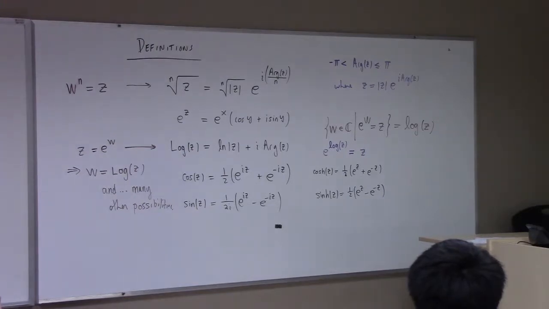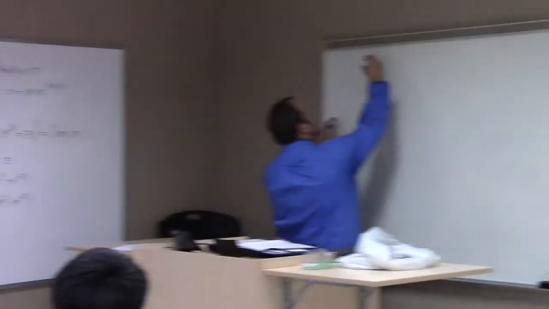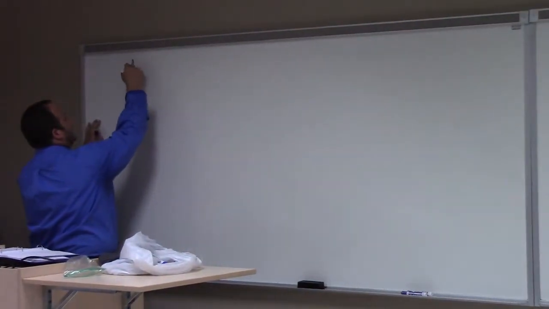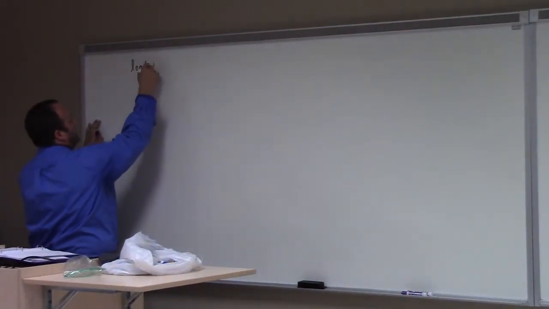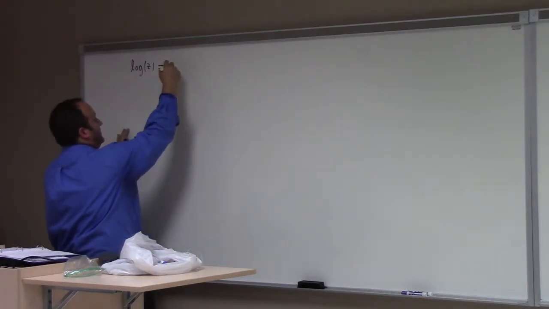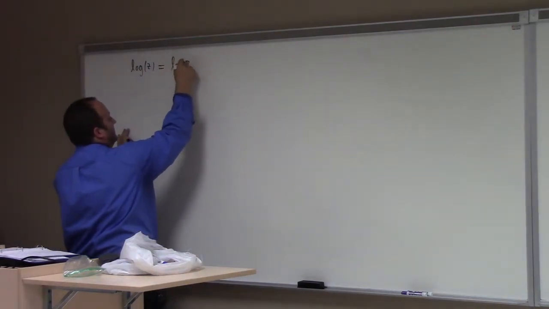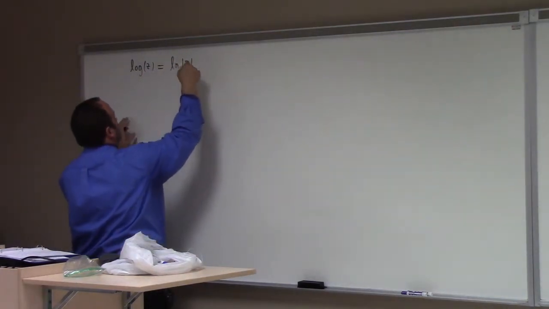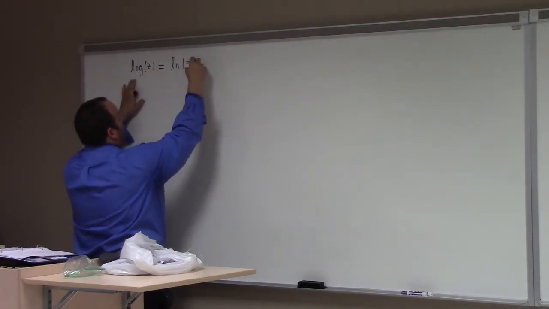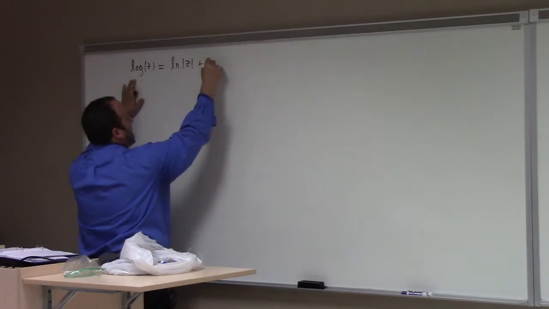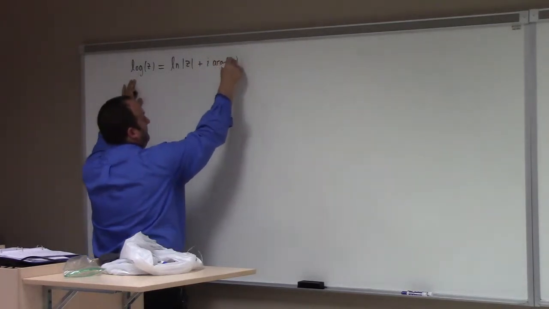Now, let me just expand on that thought for a minute, what I mean by what I just wrote down. So if we look at little log of z, I told you guys, and we could derive this, but I'm just going to write it down for the sake of brevity, little log z is natural log of the modulus of z plus i times the argument of z, all right?